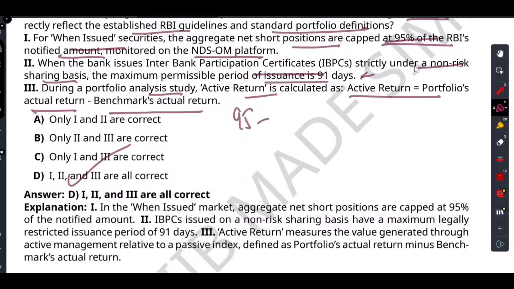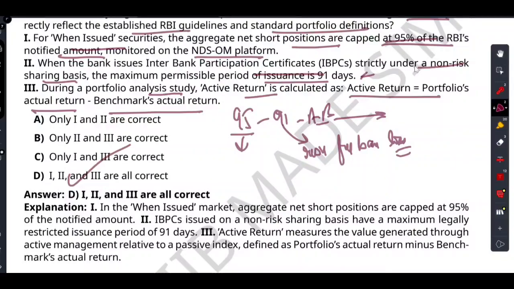To remember the concept for the examination, just remember this trick: 95, 91, AB. 95 means RBI stops you just short of 100% on a pre-order; when-issued is capped at 95%. 91 means a risk-free bank loan lasts exactly a quarter of a year. And AB means active return equals actual minus benchmark. Just jot down 95, 91 and AB on your scratch paper, and you'll never miss this question.